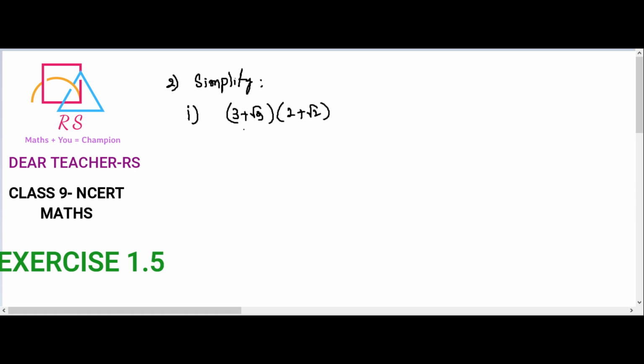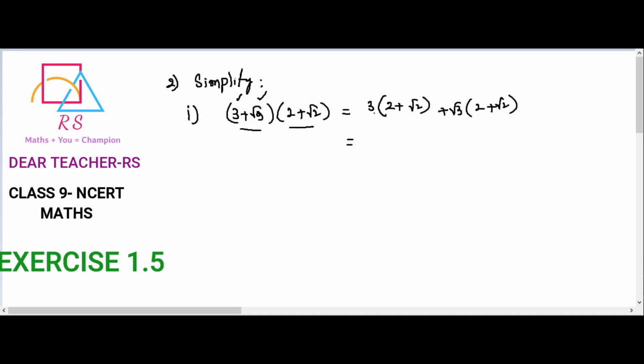So there are two factors, first factor and second factor. For simplification, you have to multiply and open the brackets. So take the first term of the first factor, 3, into the whole second factor, 2 plus root 2. Again the second term, you take root 3, multiply with the whole second factor, 2 plus root 2. So then what happens?